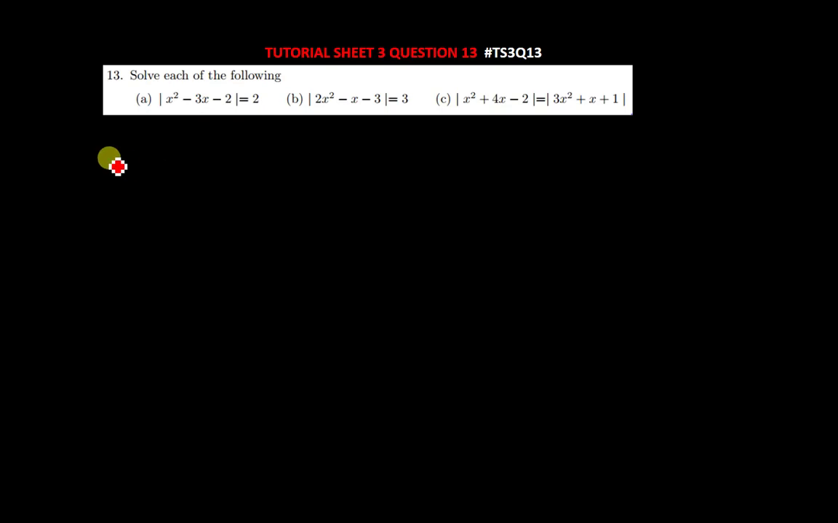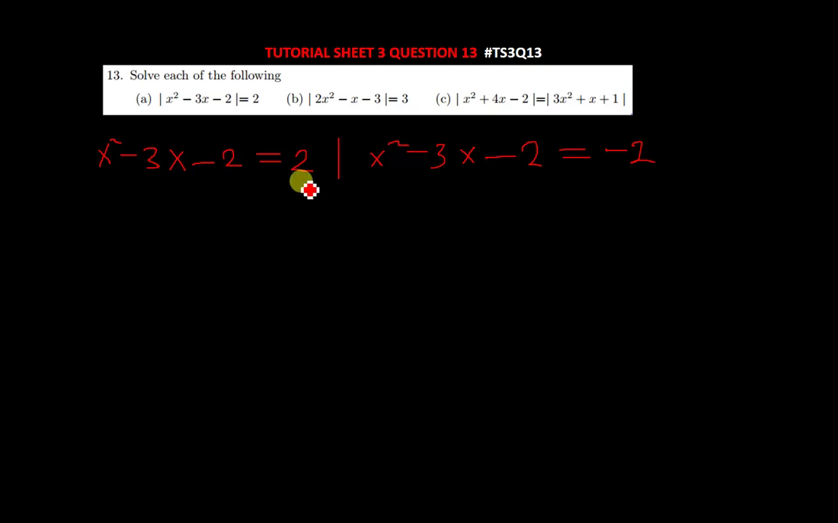So this simply means that x squared minus 3x minus 2 can either be equal to +2 or it's going to be equal to -2. So basically this is how you solve these questions. They are simple, you don't have to be stressing to solve them.